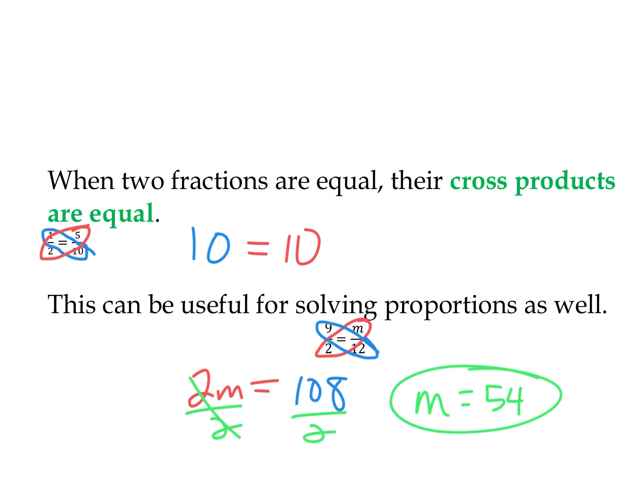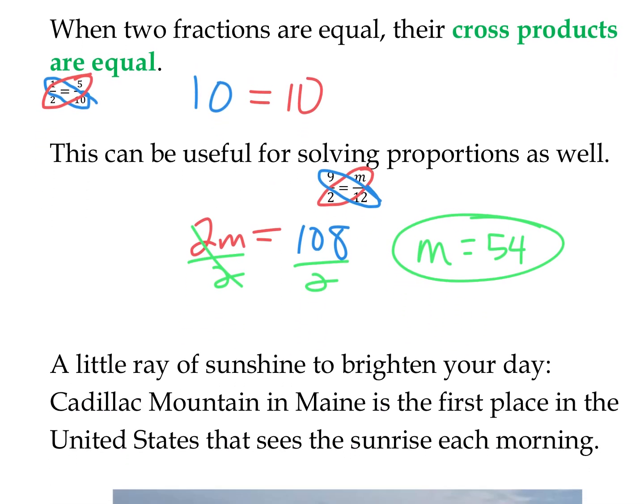Okay, so cross products are equal is another method that can be used to solve them, and it's just something good to know that's true about any time you have two equal fractions. Okay, when you have a proportion, their cross products will always be equal.